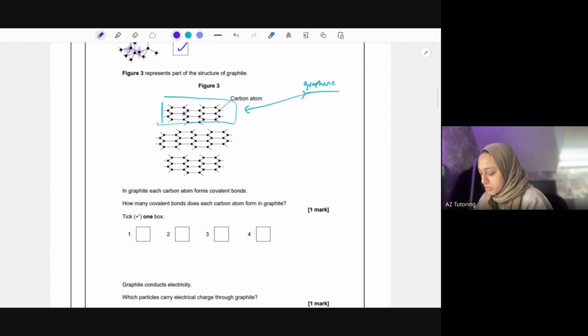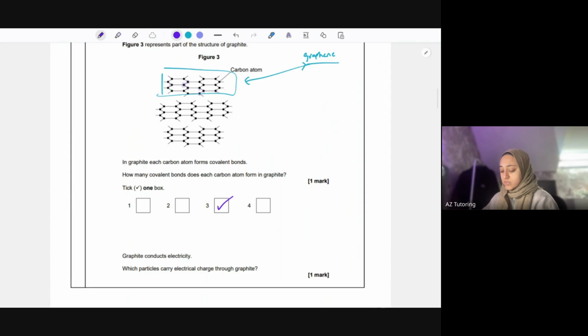It says how many covalent bonds does each carbon form in graphite? So we've already spoken about that. That's 3. You could just count that off the diagram as well. So graphite conducts electricity. Which particle carries the electrical charge through the graphite? So we've already said it's the electrons, but it's the delocalized electrons. So try and not say free electrons. On the mark scheme, they tend to have written delocalized. Delocalized just means free. So delocalized electrons are what carry the electrical charge through graphite. And just to reiterate, the diamond does not have that.